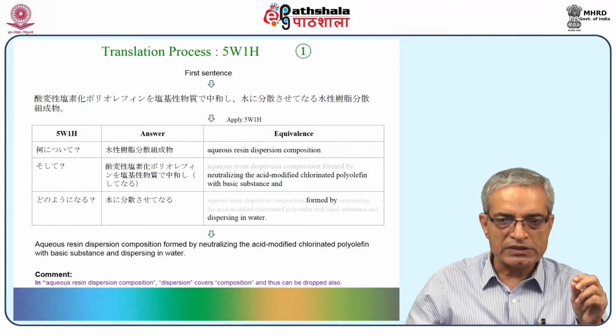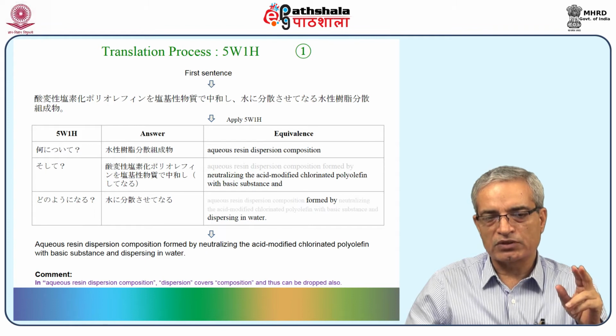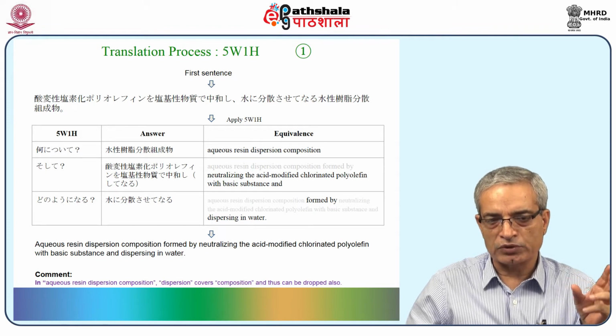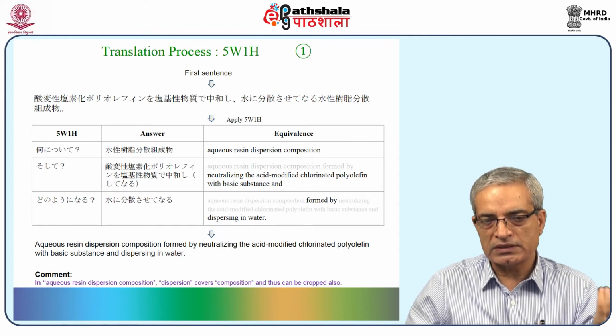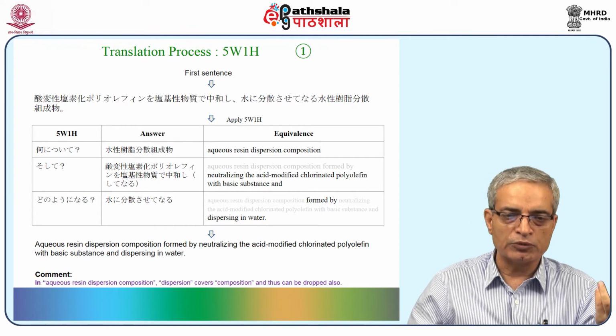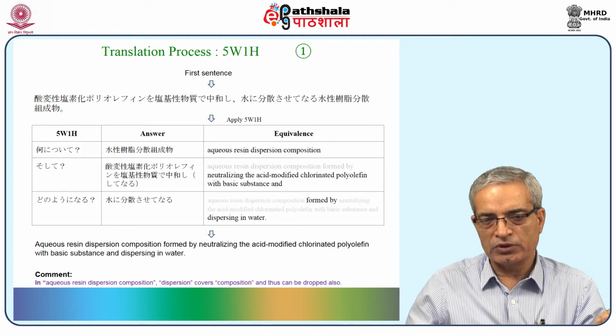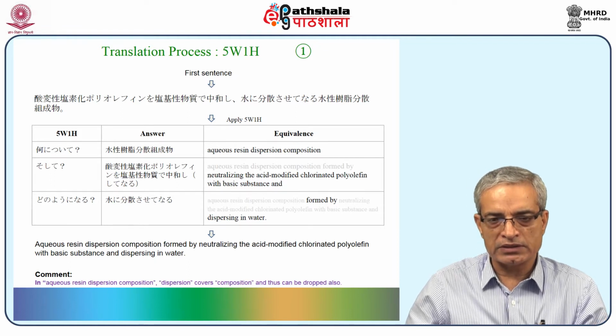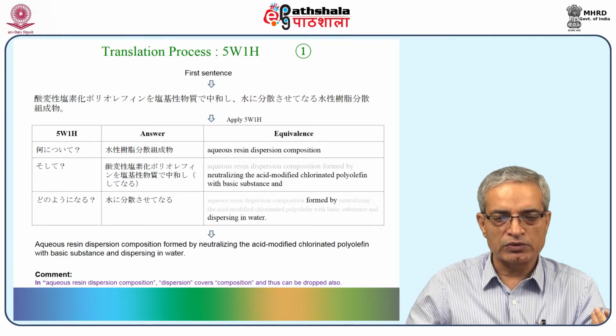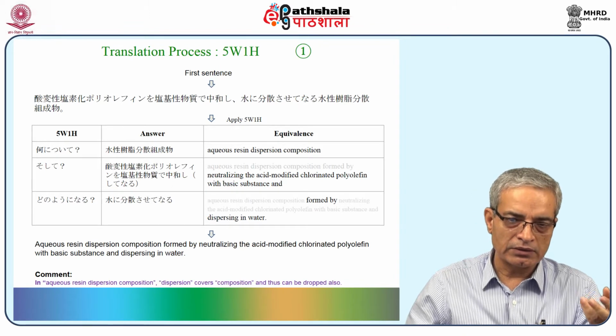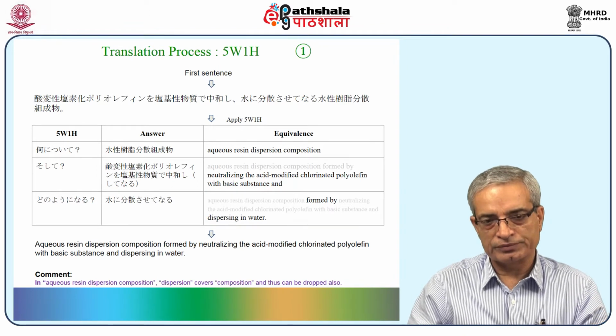In this aqueous resin dispersion composition, dispersion itself is a noun and composition defines that. So composition can be dropped or only composition can be retained. In this case, it is better to retain dispersion because then it identifies the quality also.